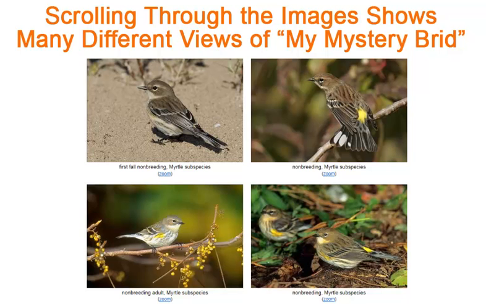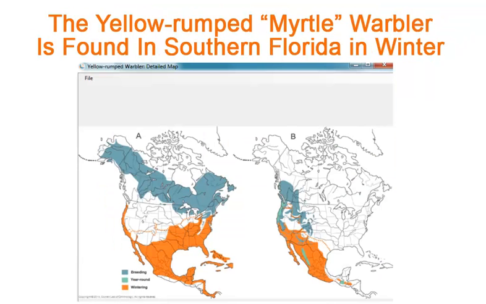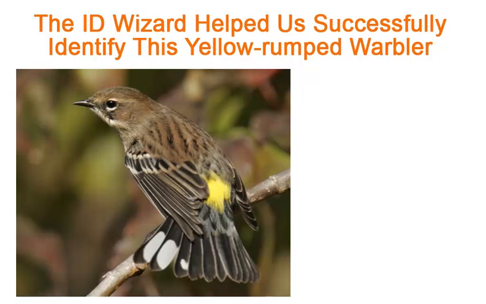Scrolling through all the photos for this species, we quickly discover that the myrtle subspecies of the Yellow-rumped warbler looks exactly like our bird. That must be what we saw in Naples, Florida, in my backyard. It's always a good idea to check the range maps to make sure that the bird you think you've seen actually appears in your area at this time of year. I saw this yellow-rumped warbler in my yard in Naples, Florida in January. That looks right. The ID wizard in version 7 helped us successfully identify this yellow-rumped warbler.